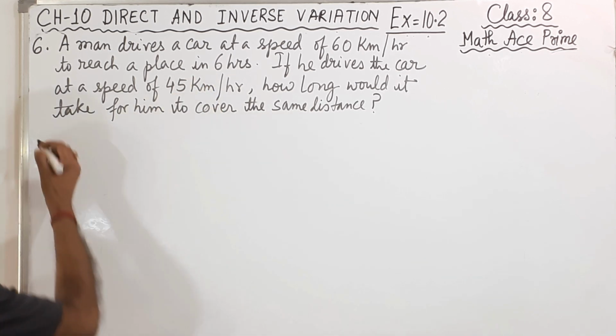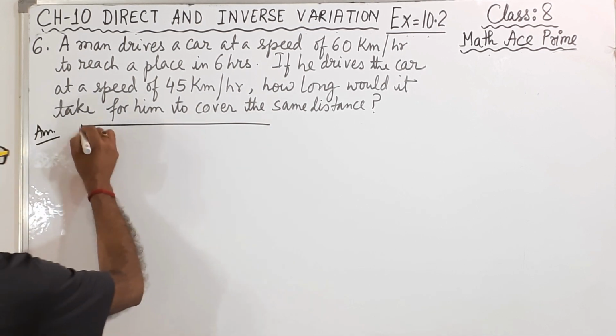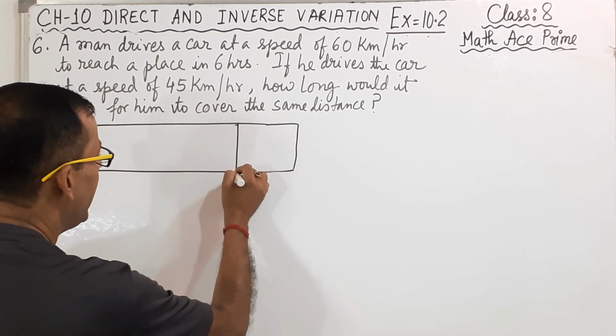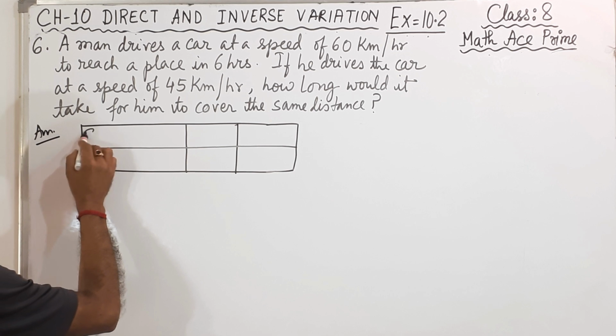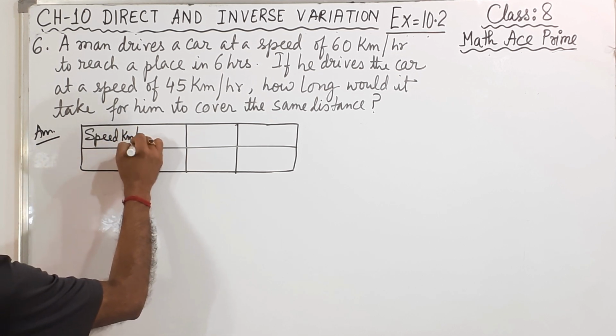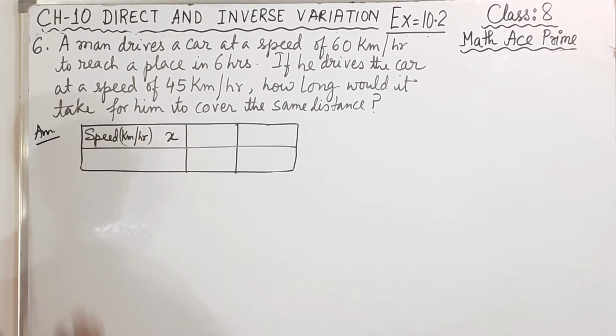So for this we will do same way only like the previous one. So first we will draw one chart, or a table we say, and we will write like this. So speed is given, speed, और speed किसमें है, किलोमीटर पर आवर, ओके, और ये स्पीड को मैं क्या लूंगा, x ले लेता हूं, ठीक है.